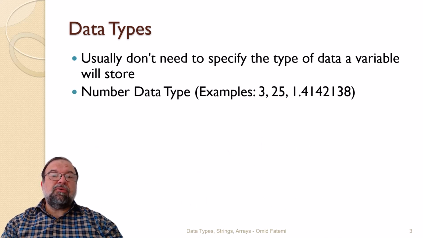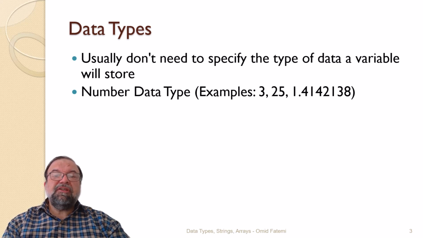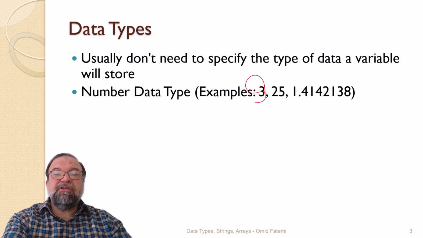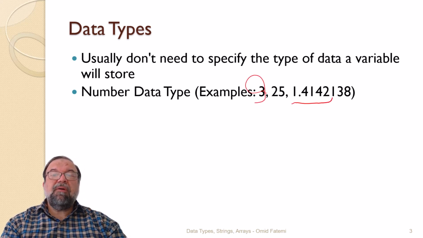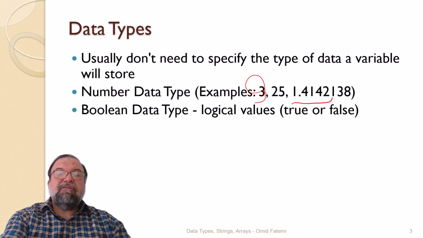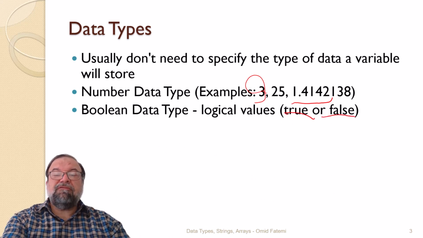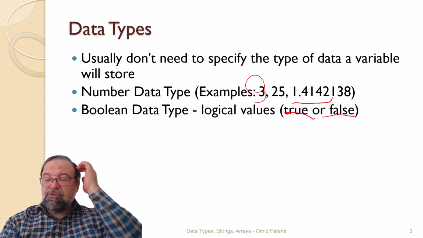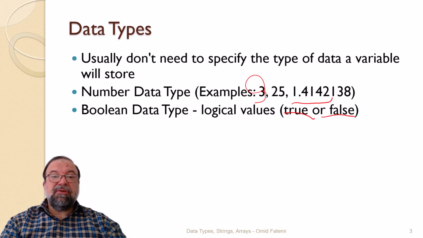Number data types. It is very common that you would like to use numbers in your programs. You may use different numbers, either an integer like 3 or a floating point number like 1.41, 42, and so on. Boolean data types. They have only two values, either true or false. They are going to be used mainly in conditions.